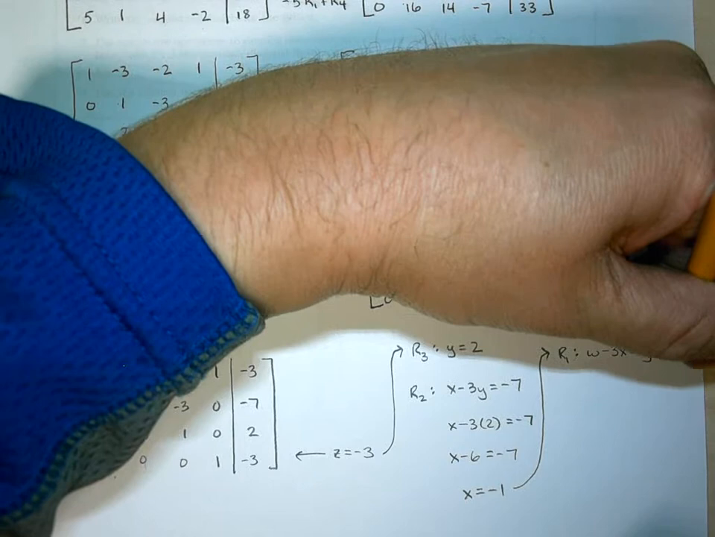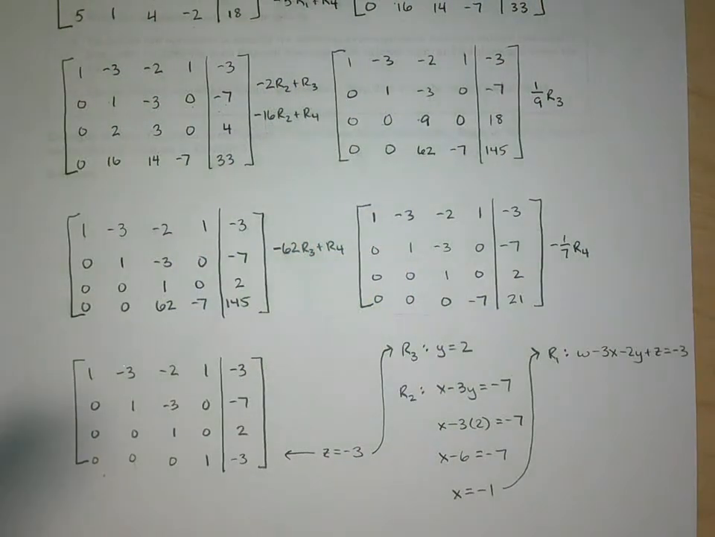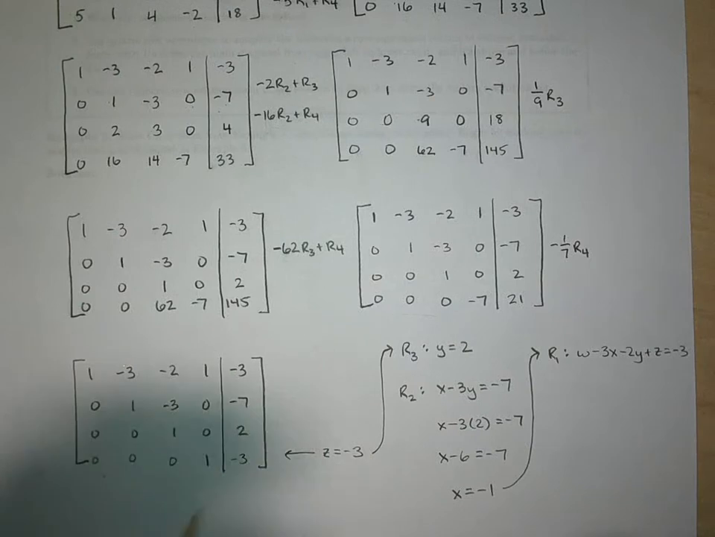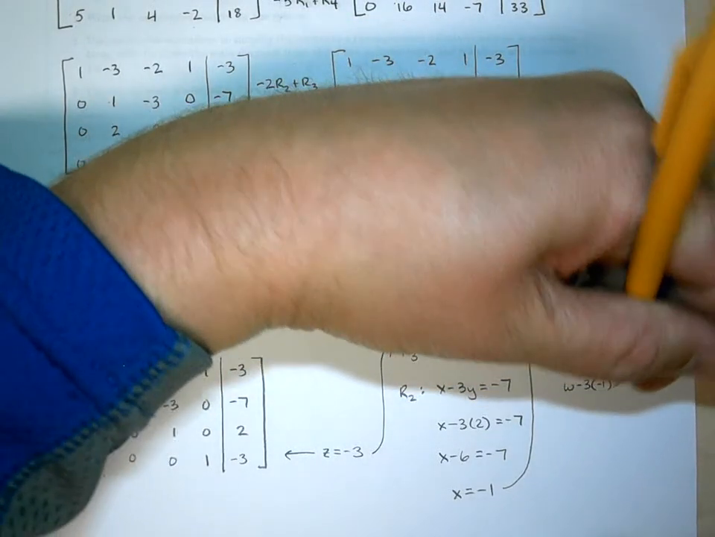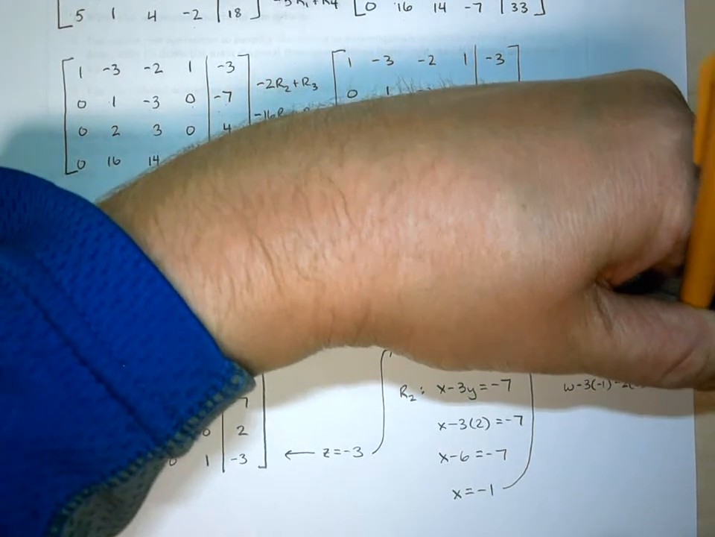Okay, so I'll write that equation. And now I'll just start putting in everything that I know. I know x is negative 1, I know y is 2, I know z is negative 3. So that's w minus 3 times negative 1 minus 2 times 2 plus negative 3 equals negative 3.